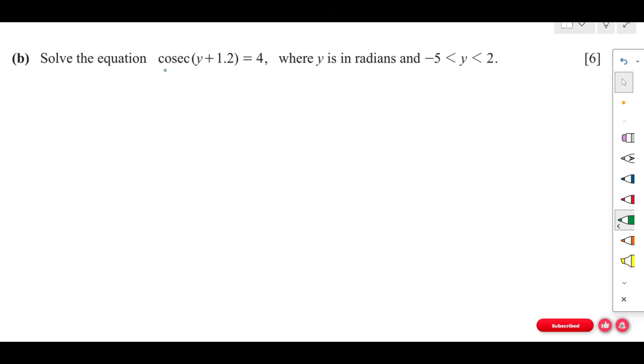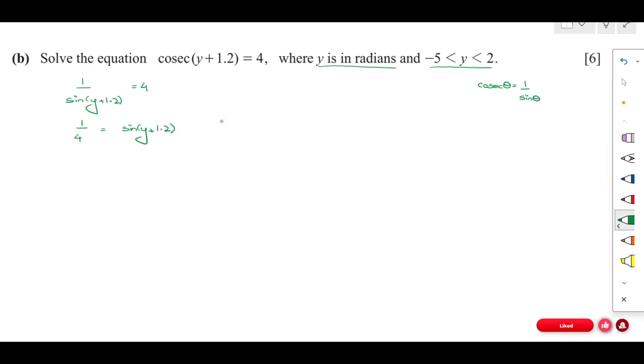Now for part B, solve the equation cosecant of y plus 1.2 equals 4, where y is in radians and y is from -5 till +2. Okay, so first we know that cosecant theta is the ratio of 1 over sine theta. Here we can say 1 over sine of y plus 1.2 is equal to 4. Now we have to cross multiply. Here we can say 1 over 4 would be equal to sine of y plus 1.2.